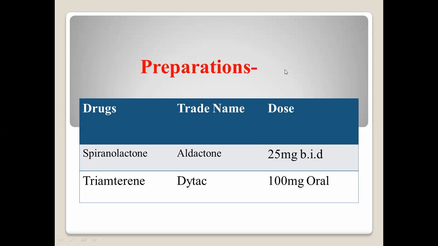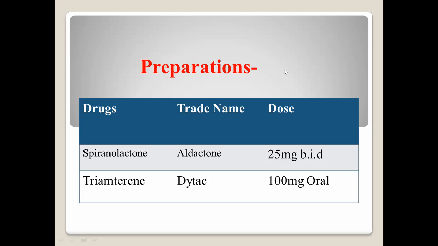Then the second drug, triamterene, trade name Dytac. Dose 100 mg oral. Okay, so these are the preparations of potassium sparing diuretics.